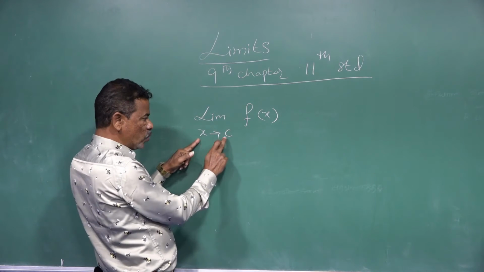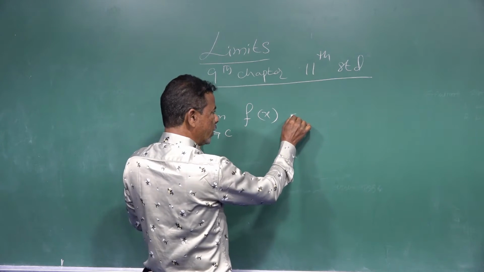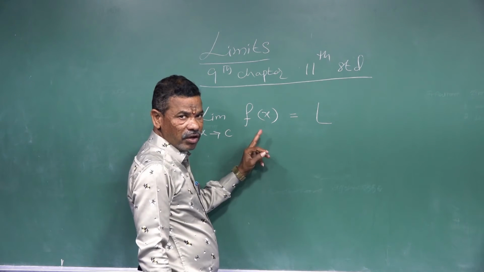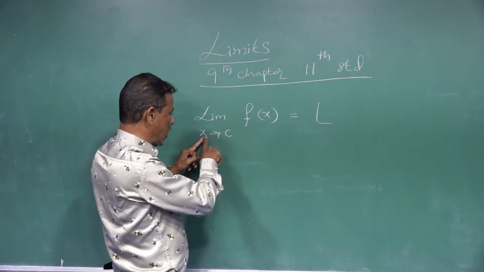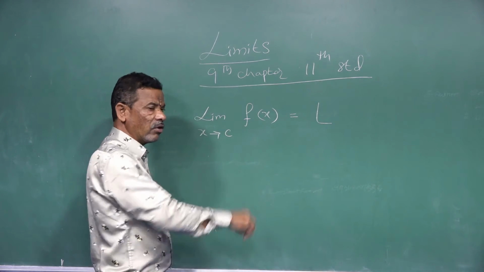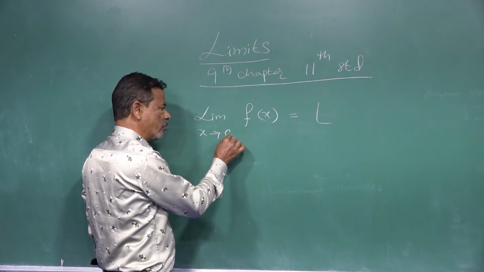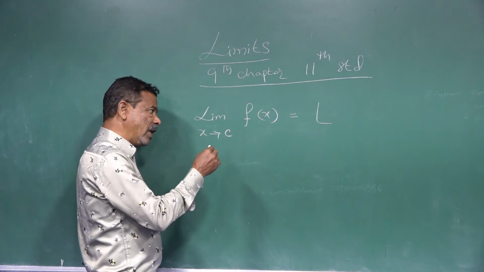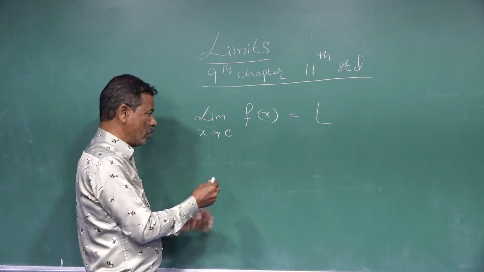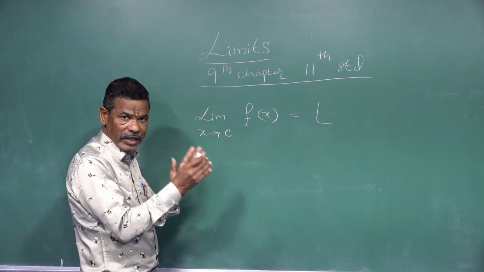If x tends to c, f of x reaches L. This value is L, and this L is called the limit of the function. If x reaches c, then f of x reaches L, and this is called the limit of the function. Here c is one real number. When this limit exists, consider the neighborhood of c: the left hand limit and right hand limit.